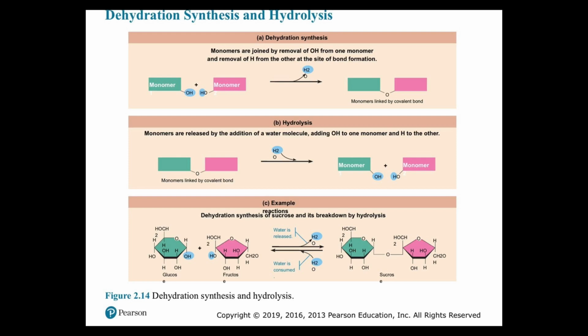Figure C shows a reaction of glucose plus fructose to make sucrose. So that's the forward reaction. In the forward reaction, water is released, so that's a dehydration synthesis. In the backward reaction, you are breaking down sucrose into its subunits, glucose and fructose. And this reaction here is a hydrolysis reaction.